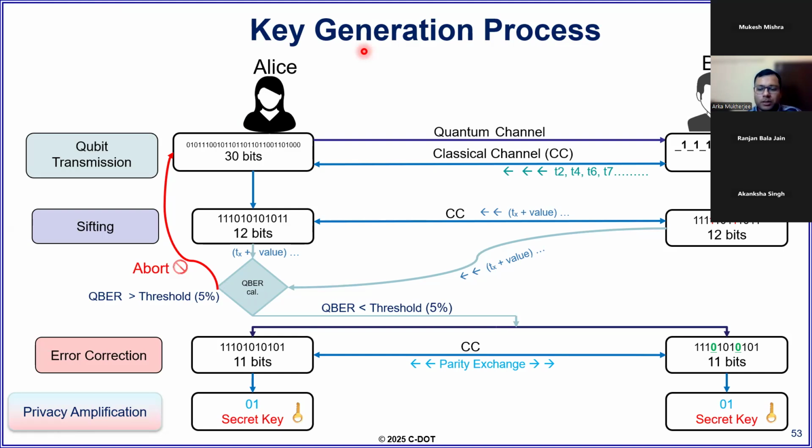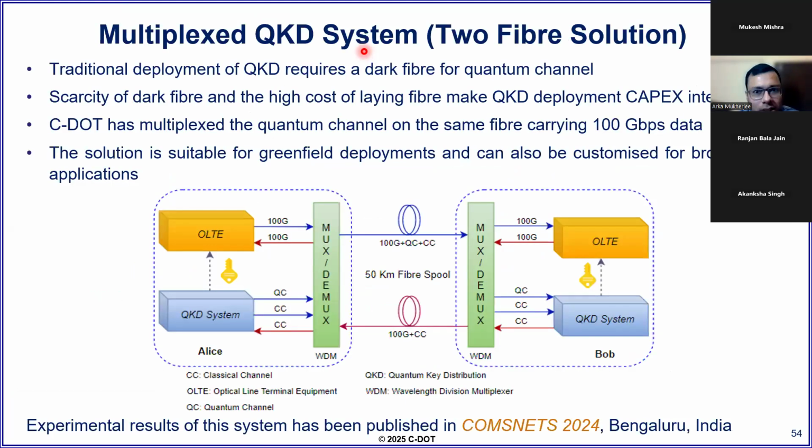Yesterday someone asked about multiplexed QKD systems. So this is an example of multiplexing. How multiplexing is happening is that the quantum channel is from Alice to Bob, so it is unidirectional. The classical channel is bidirectional. So we have two fibers, one in the Alice to Bob direction and the second fiber in the Bob to Alice direction. Here we can see that we have a QKD Alice.